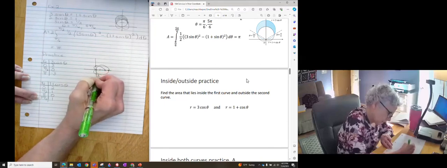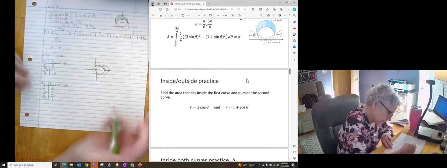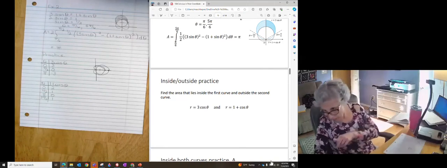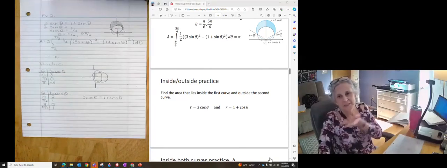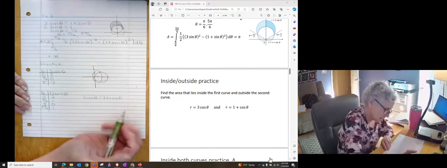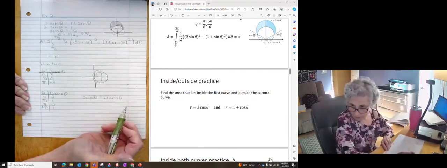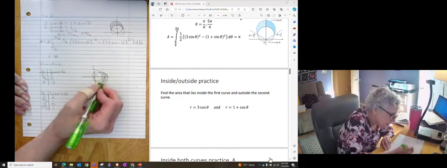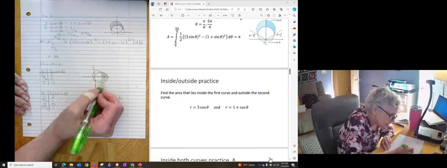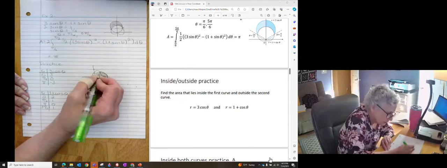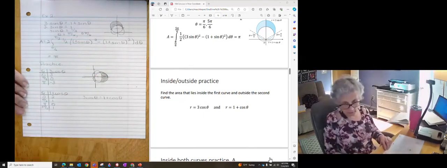This is a cardioid, and it shouldn't look quite so much like a heart as I've drawn it. So I'm going to erase and try to make it look a little better. Yeah, my picture doesn't look that much better, but I tried. I'm not good at drawing. I do the best I can. So we want the part that is inside of the circle, but outside of the cardioid. So I'm looking for this piece. But again, I'm just going to go from here to here and double it.